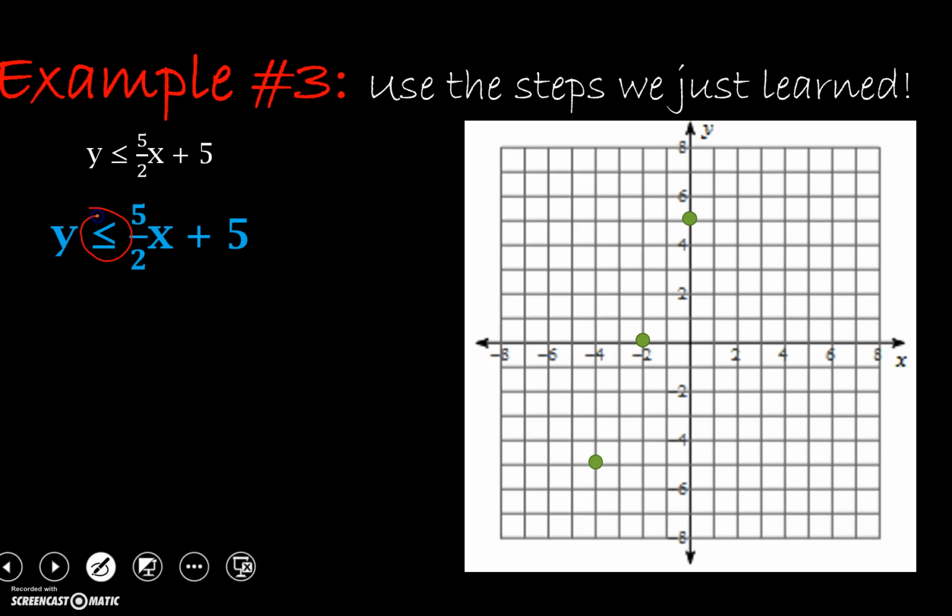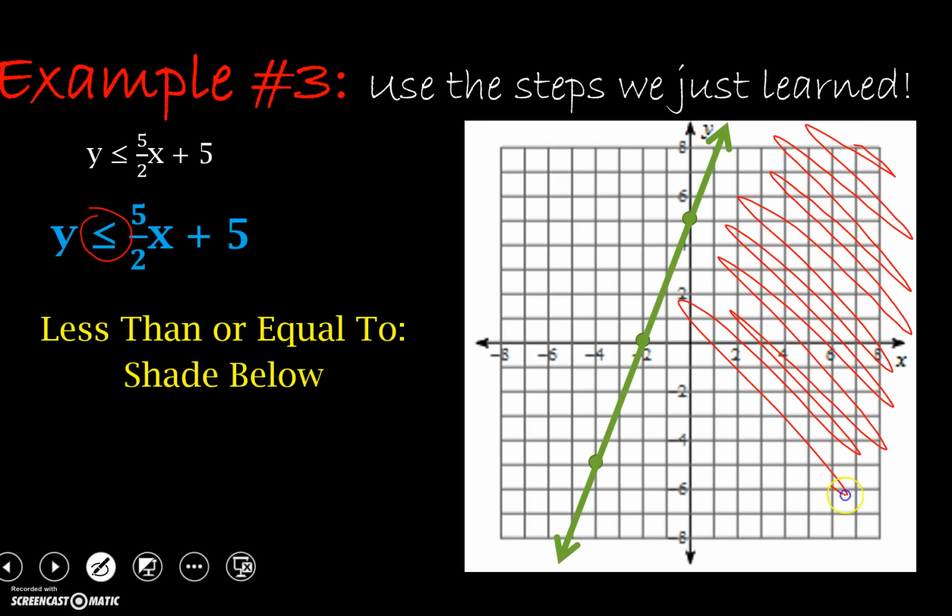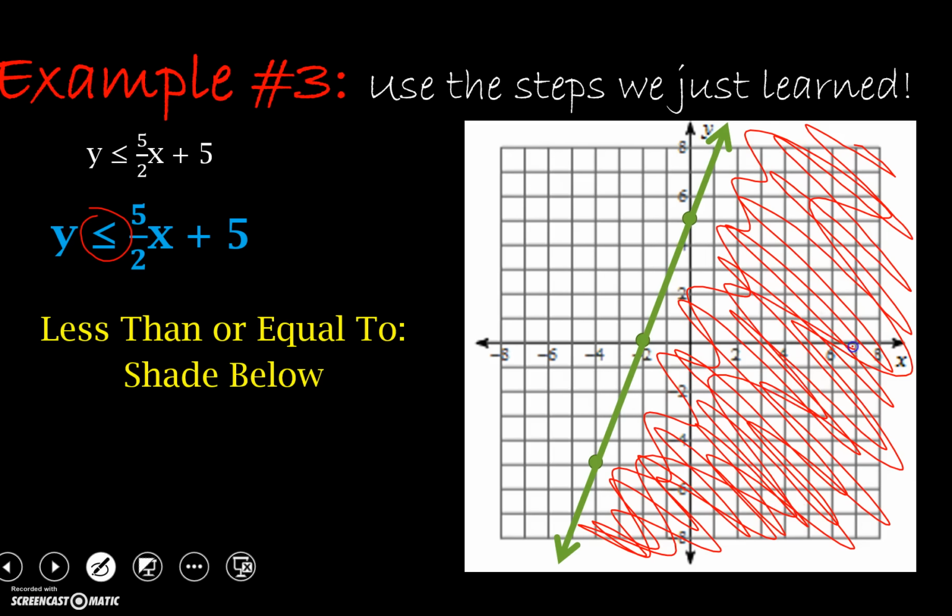Again, looking at our inequality here, it's a less than or equal to, so I see a line, I draw a line. Again, that means all the points that are on that line represent solutions. So now I have to decide above or below. Since it's less than or equal to, I'm going to shade below the line. So once again, we're looking at our y values. Our y values have to be less than 5 halves x plus 5. So we're looking at where all our negative y values are, which is down in this direction here. So this would be our solution, this entire shaded area and all the points that are on that line.